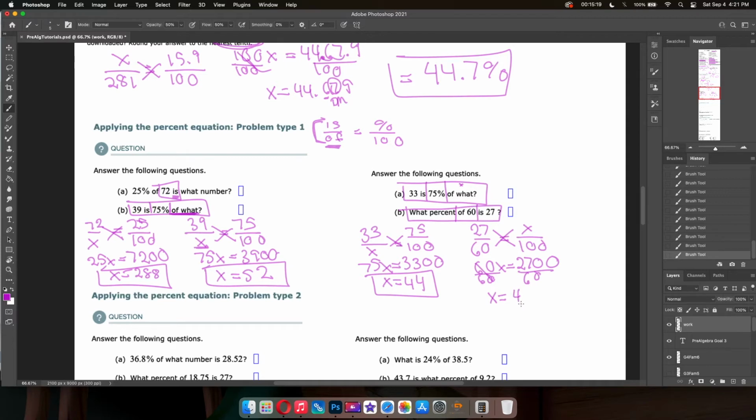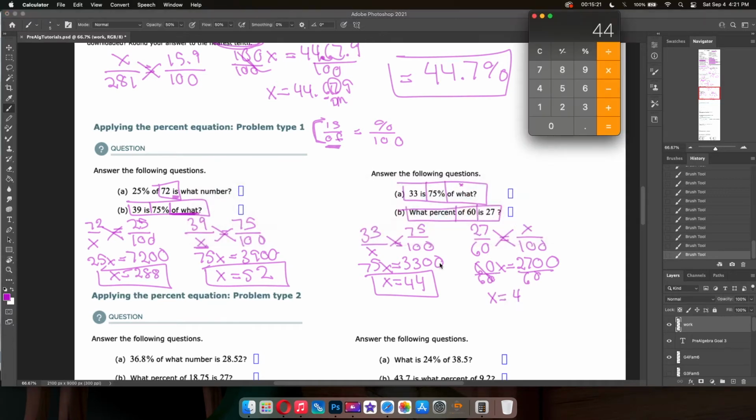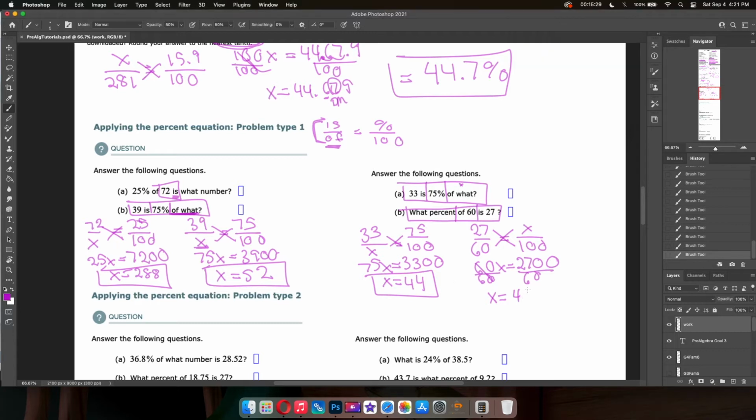40. No, you know what? I don't want to do it in my head. I'm lazy. 2700 divided by 60. Maybe it was still in the early afternoon. 45. Well, I almost had it.